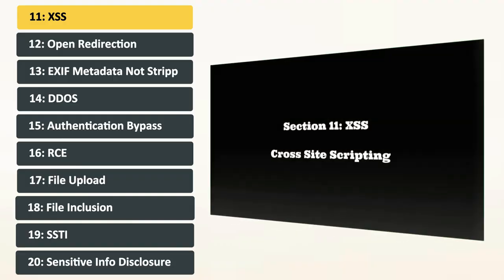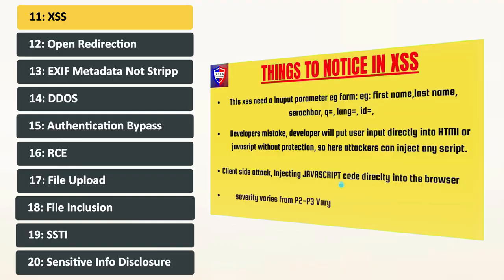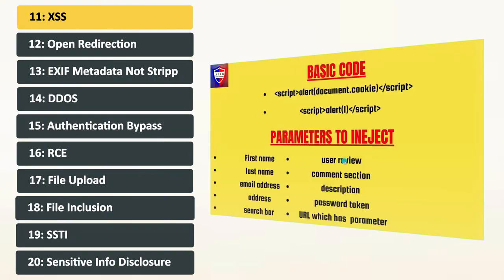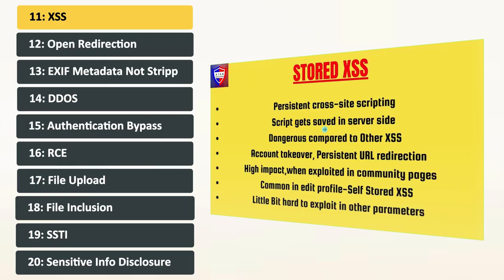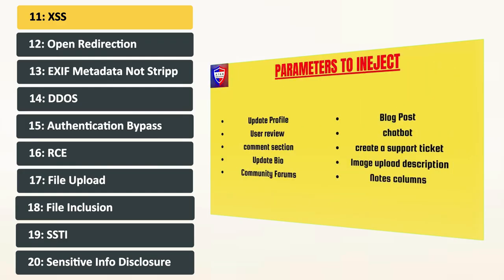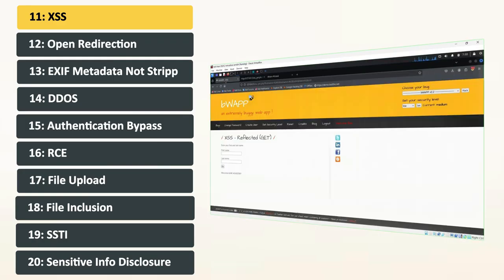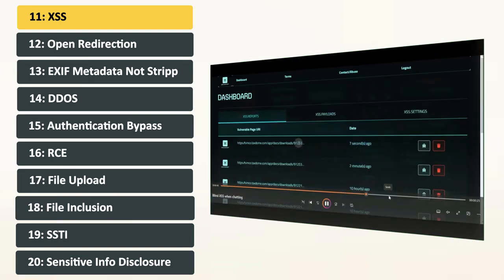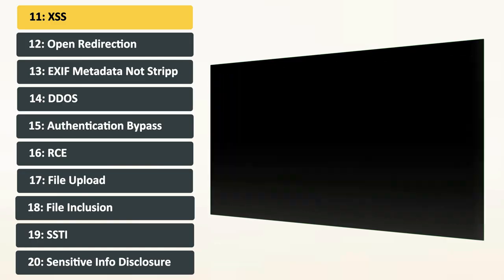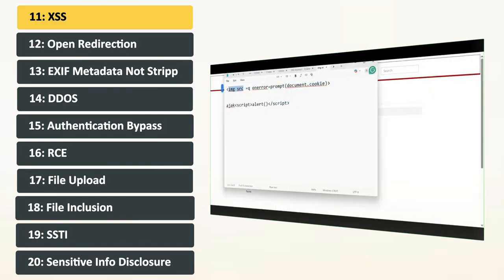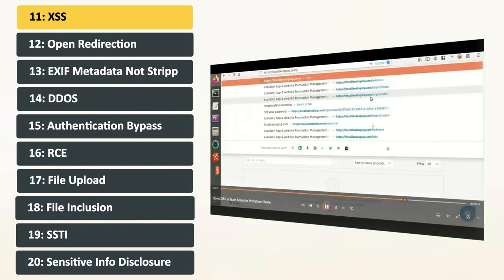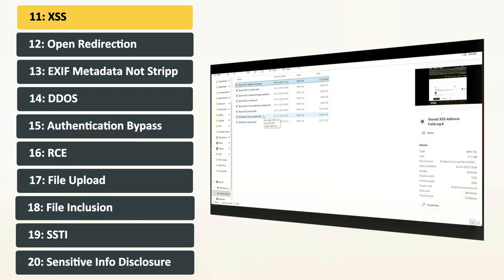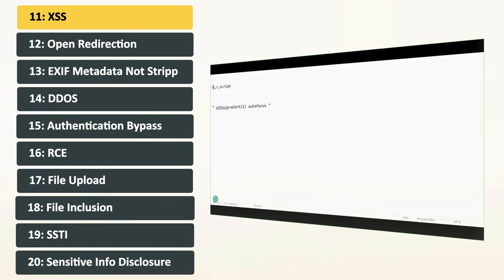Section 11 is cross-site scripting. One of the most important topics of this specific course. Here we'll be understanding how XSS works and its different types, and how exploitation works for the different types. We'll also be working with simulation labs, followed by live hunting on different types of XSS, which are reflected, stored, DOM-based and blind XSS. I'll also be doing live hunting on how to bypass different types of XSS, WAF bypasses, and a payload list will be given to you.